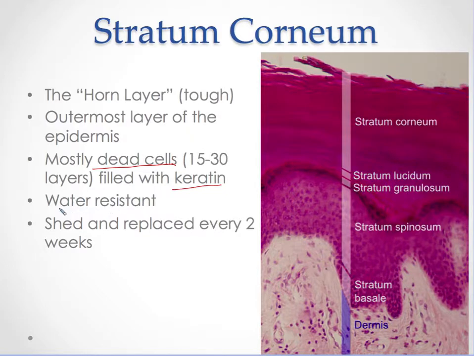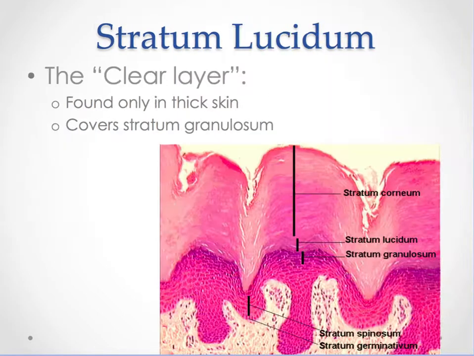This is a water-resistant layer, which prevents water from getting in and out. Not completely, but does a decent job. It's shed and replaced every 2 weeks. So these are the cells that fall off, are lost. If they didn't, you would become super thick and would eventually not be able to move because you had so many layers of skin sticking out from you. So it's a good thing that they shed and fall off.